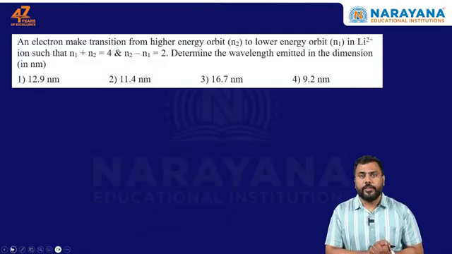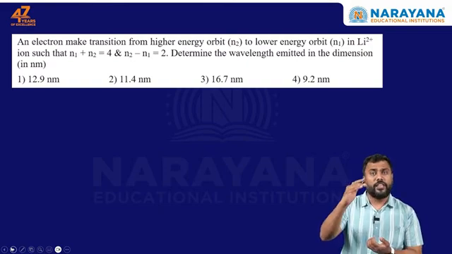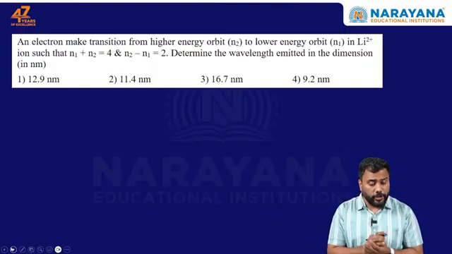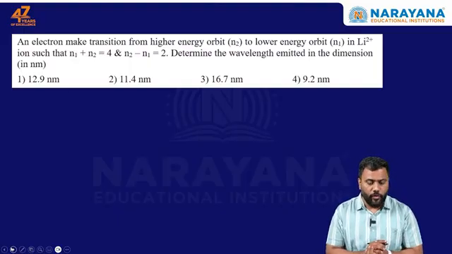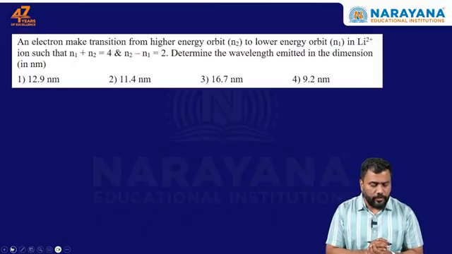The next question is based on modern physics. Here they are giving us a hydrogen like atom Li2 positive in which the electron is transitioning from n equal to n2 to n equal to n1. Some relationships between n2 and n1 are given in the form of equations: n1 plus n2 is 4 and n2 minus n1 is 2. We need to determine the wavelength emitted in this process, in nanometer. Please ignore the dimension written.